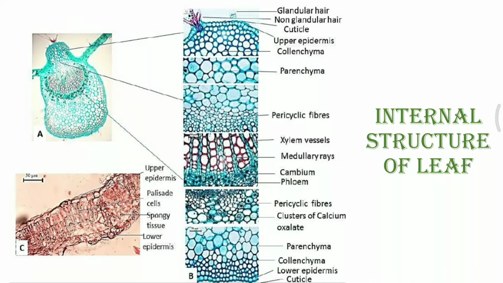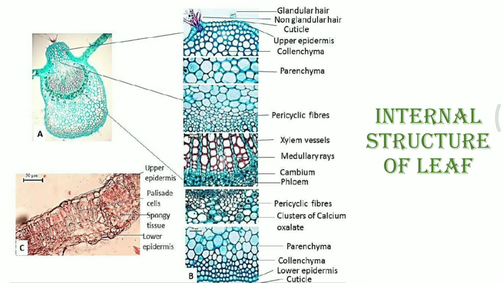In case of the internal structure of a leaf, we see that A, C, and B, three structures you can see. This C structure is the structure which we can form when we are trying to make a vertical section, or when we are trying to prepare a thin section of any leaf. Now, this leaf we are going to see in an enlarged form in the B diagram. It is an electron microscope diagram and very enlarged.